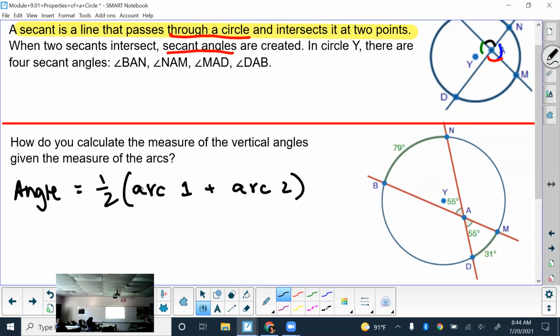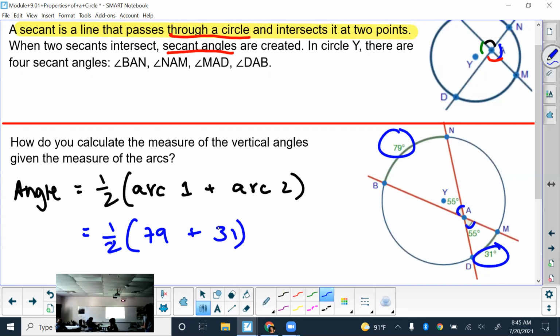That's how you can find the measure of the vertical angles given the measures of the arcs. Remember, vertical angles are like what's labeled here. They're angles that are across from each other when lines intersect, so they should be congruent. Okay, so to find the measure of the vertical angles given the measure of the arc, arc 1 can be this one, so we'll put 79, plus arc 2, which can be the other one, so plus 31.